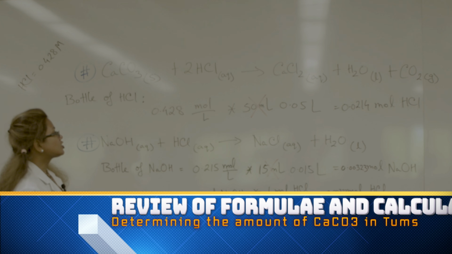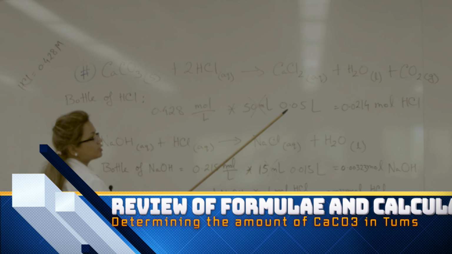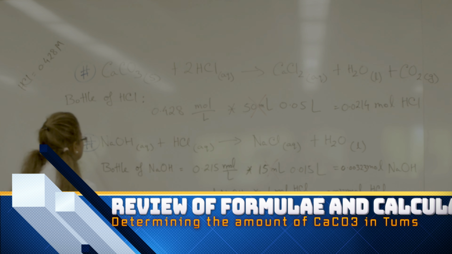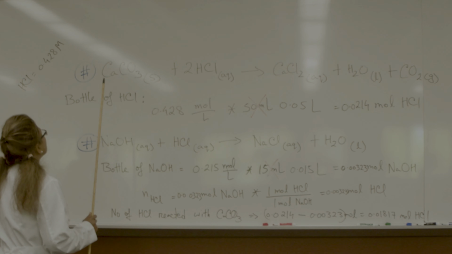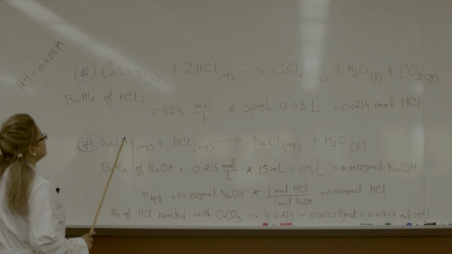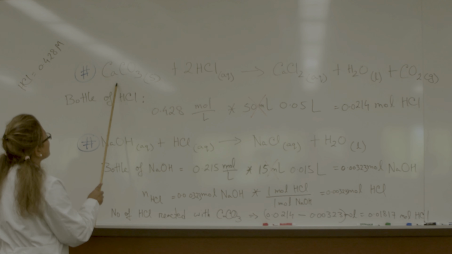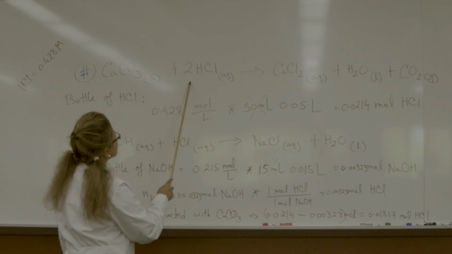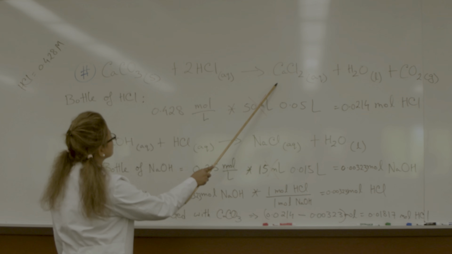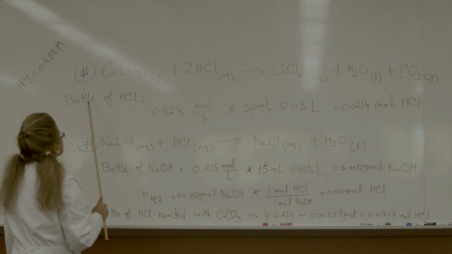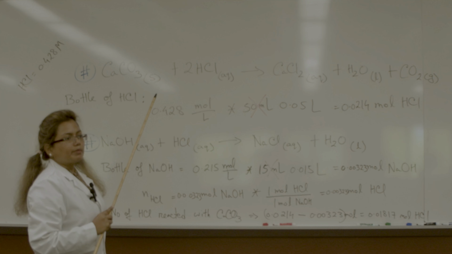So let's come to the calculation part. As I showed you in my titration, I used 15 milliliter of sodium hydroxide. Now come to the overall reaction and calculation. First, my antacid, calcium carbonate, reacts with 2 moles of hydrochloric acid and produces calcium chloride, water, and carbon dioxide.